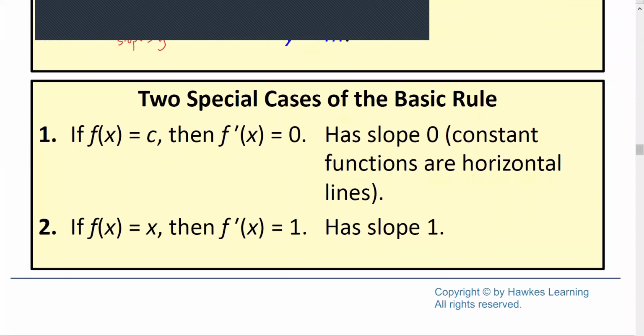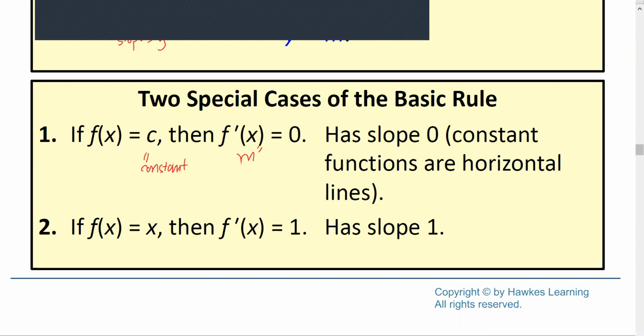Two special cases of the basic rule. If f of x equals c, then f prime of x equals 0. Recall f of x equals c is the constant function, which will give you the horizontal line. And the horizontal line, the slope is 0. Therefore, the slope, or f prime x, equals 0 for the function f of x equals c, or the constant function.